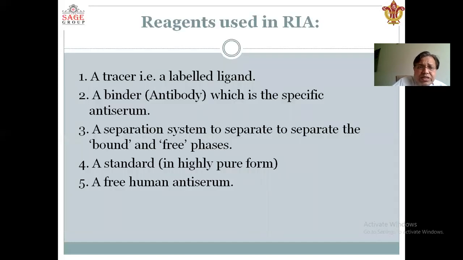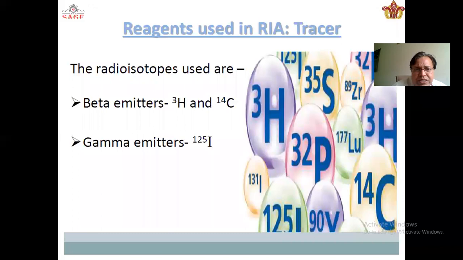Reagents used in RIA, radioimmunoassay: a tracer, that is a labeled ligand; a binder, antibody, which is a specific antiserum; a separation system to separate the bound and free antigens; a standard in highly pure form; and a free human antiserum. These reagents we require in radioimmunoassay.